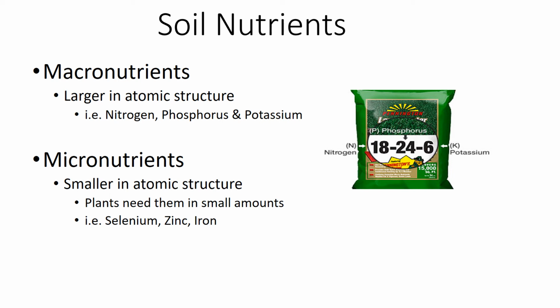So what are the ratios of nitrogen to phosphorus to potassium? But plants obviously need a lot more than just those three. So they do need micronutrients, just in smaller amounts and smaller atomic structure.